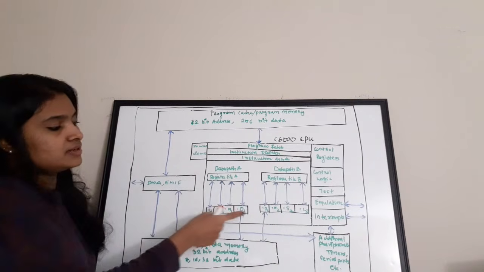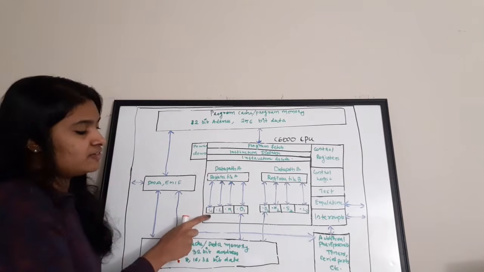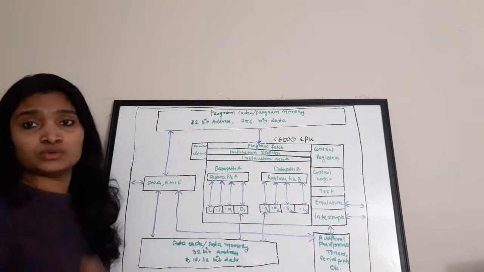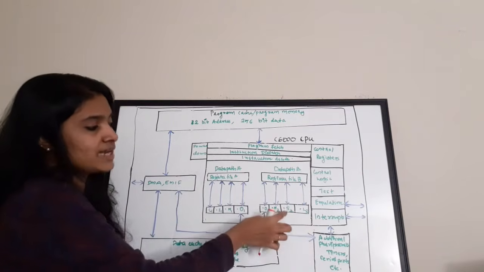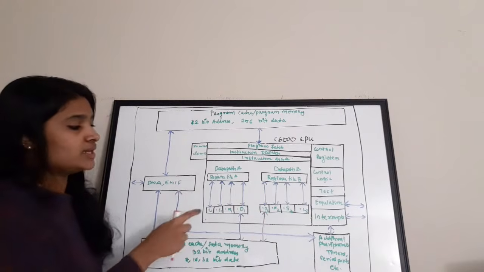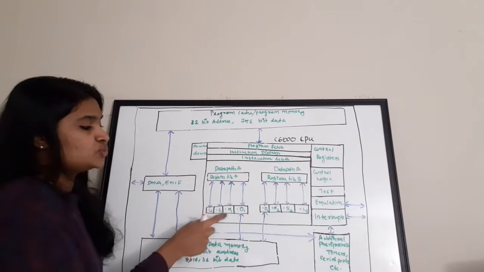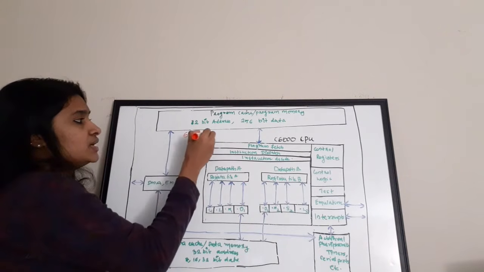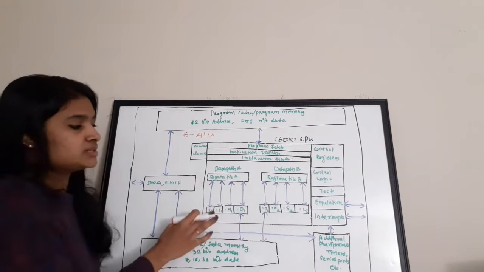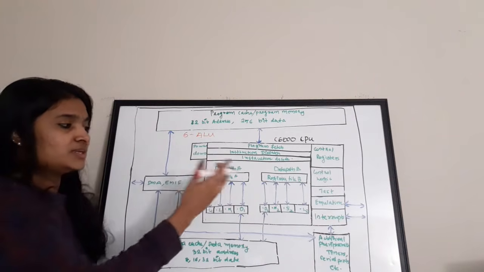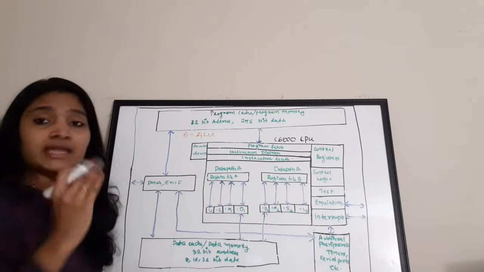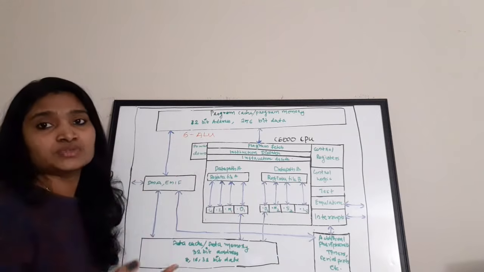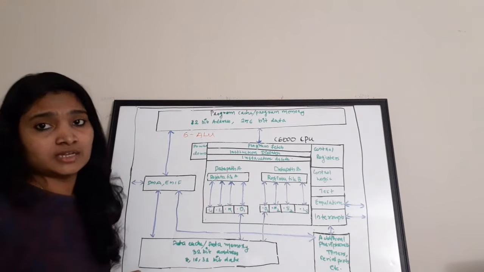Okay, so what are these functional units? This L1, S1 and D1 for data path A are ALUs, and also this L2, S2 and D2 are ALUs. So how many ALUs in total? There are 1, 2, 3 plus 1, 2, 3, total 6 ALUs present. Okay, so there are a total of 8 functional units for A and B, out of which 6 functional units represent ALUs. That is, they perform arithmetical and logical operations.